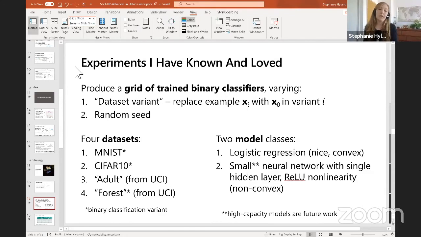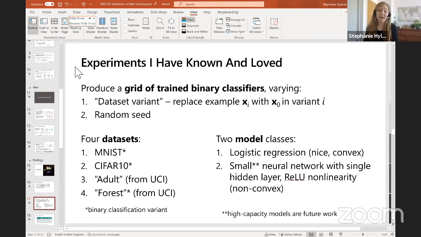In the second variant, we change the random seed. We also consider two variants there, where we either fix the model initialization so that all the variability is coming from the change in sampling order, or we also allow the model initialization to depend on the random seed, which is what would normally happen in a machine learning setting. Given these two axes of variation, we also consider 4 different data sets, which are all modified to be binary classification, and we consider 2 classes of models.